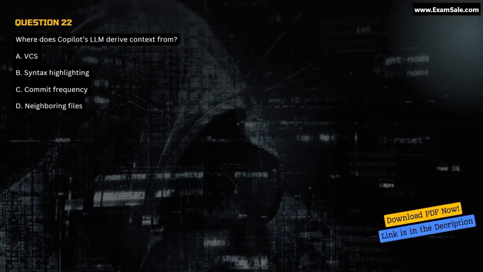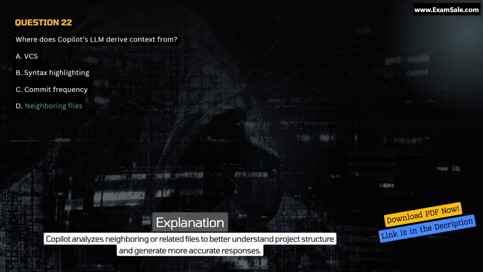Question 22. Where does Copilot's LLM derive context from? A. VCS. B. Syntax highlighting. C. Commit frequency. D. Neighboring files. Correct answer D. Neighboring files. Explanation. Copilot analyzes neighboring or related files to better understand project structure and generate more accurate responses.